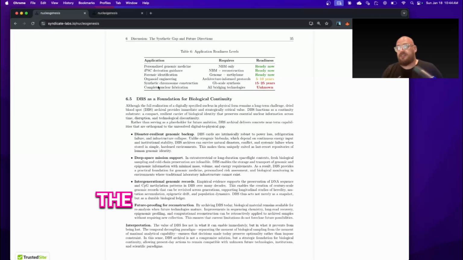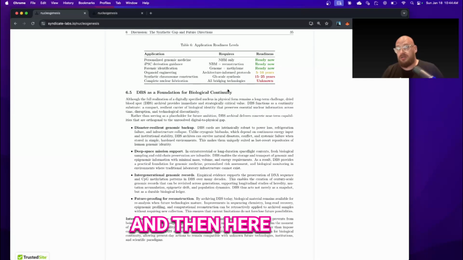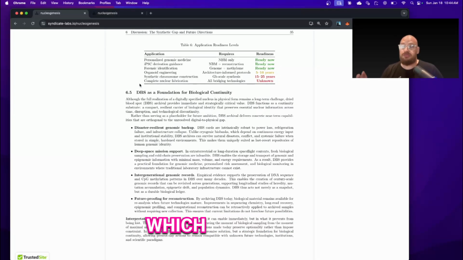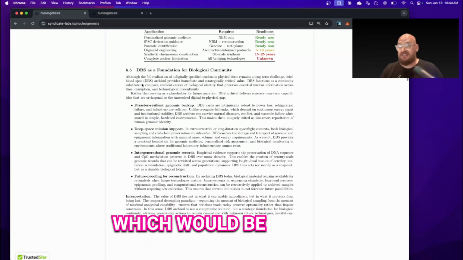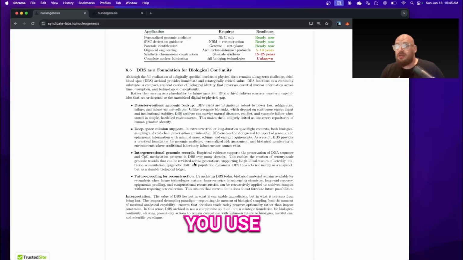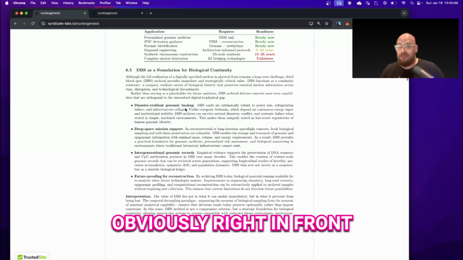But the synthetic chromosome construction is going to be definitely a different beast, and I think there's a lot of work to do. But then here would be the granddaddy of them all, which is the complete nuclear fabrication, which is making a physical nucleus in the world from a digital file, which would be amazing. And so, where would you use it? Okay, so disaster resilient genomic backup. That's obviously right in front of your face, right?